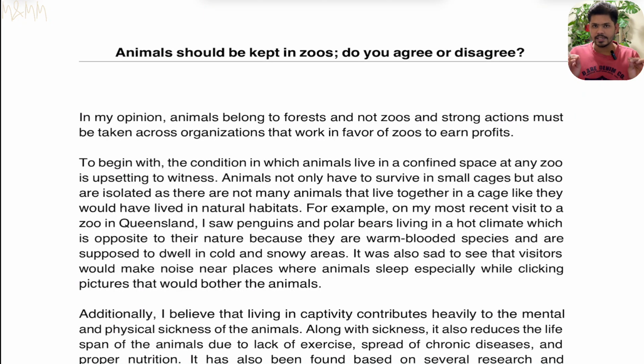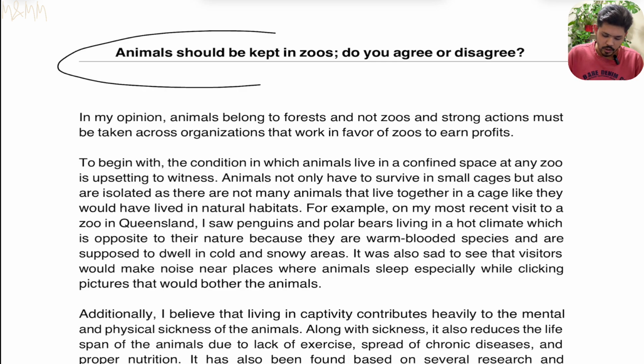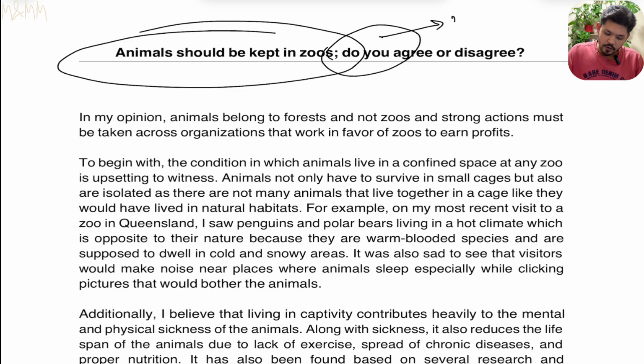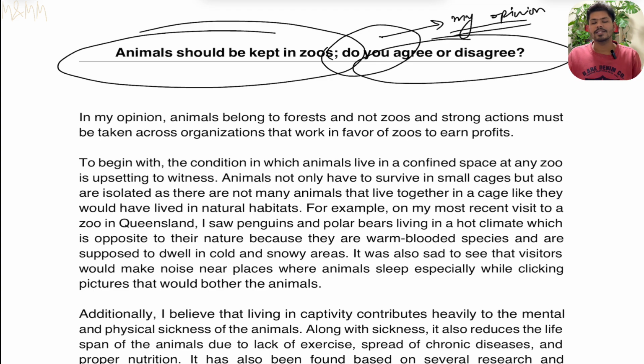Let's get started. So, the first thing that I will do is I will read the essay title and I will understand what I am supposed to do, what I am asked in this essay. So, first things first. Animals should be kept in zoos. Okay, that is my sentence. Do you agree or disagree? So that means they are asking for my opinion. So I have to share my opinion. That is what I have understood. So I have to take a stand. Either agree or disagree. I would take a stand for any one of them because it says agree or disagree. Okay. So I'm very clear with what I have been asked for my essay.